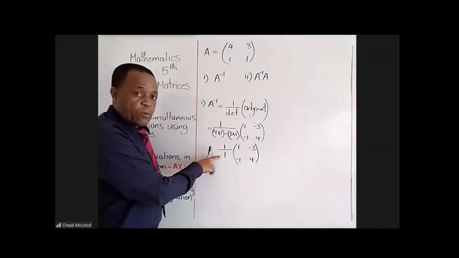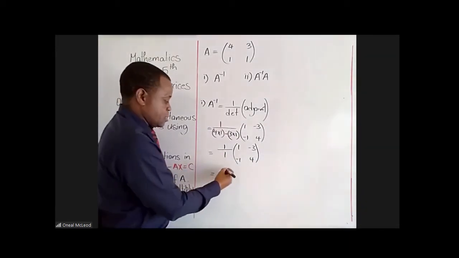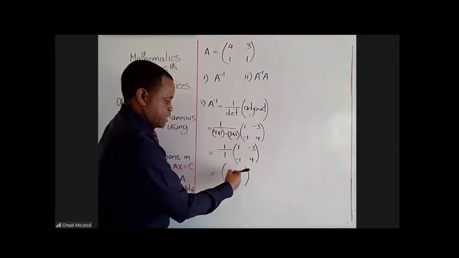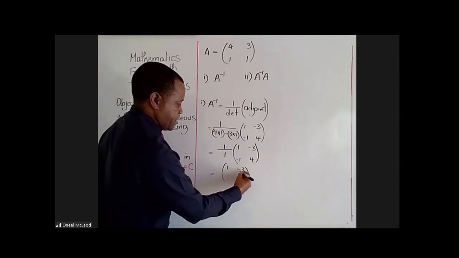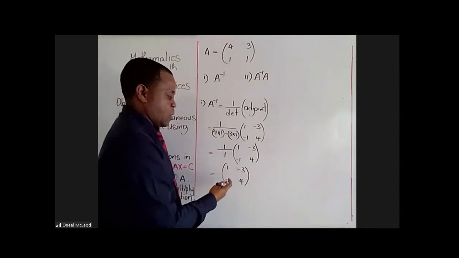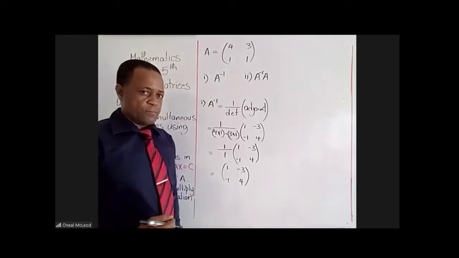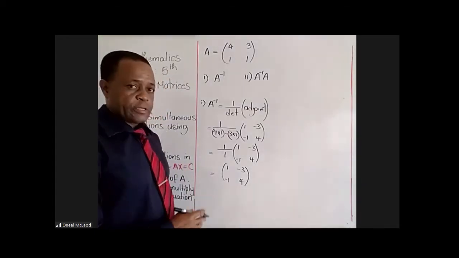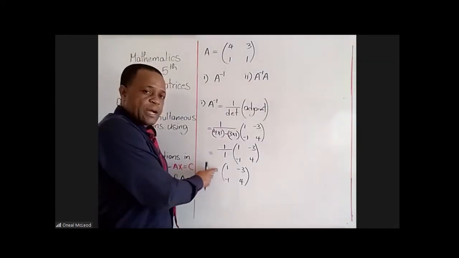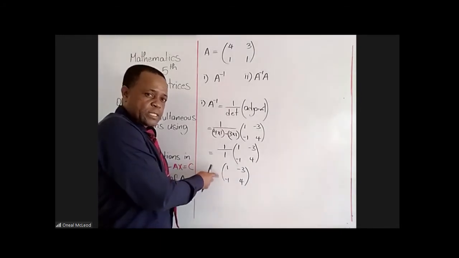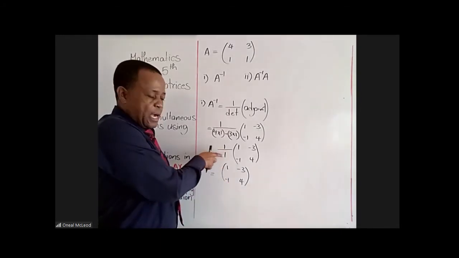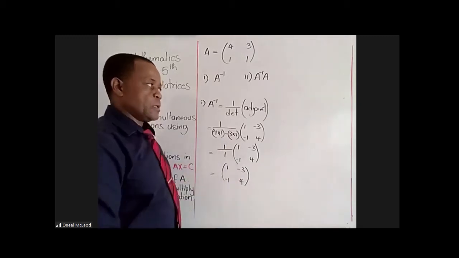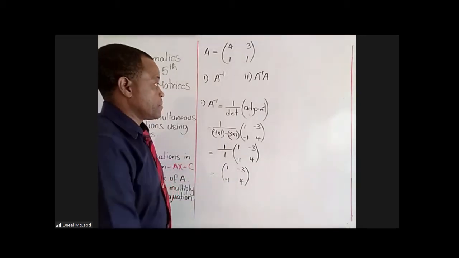Now, 1 divided by 1, students, is going to give you 1. So notice for this case, our inverse is basically just our adjoint matrix. So very, very simple. We don't have any scalar quantity here to work with now, because that would just have been 1, and it really doesn't change anything.